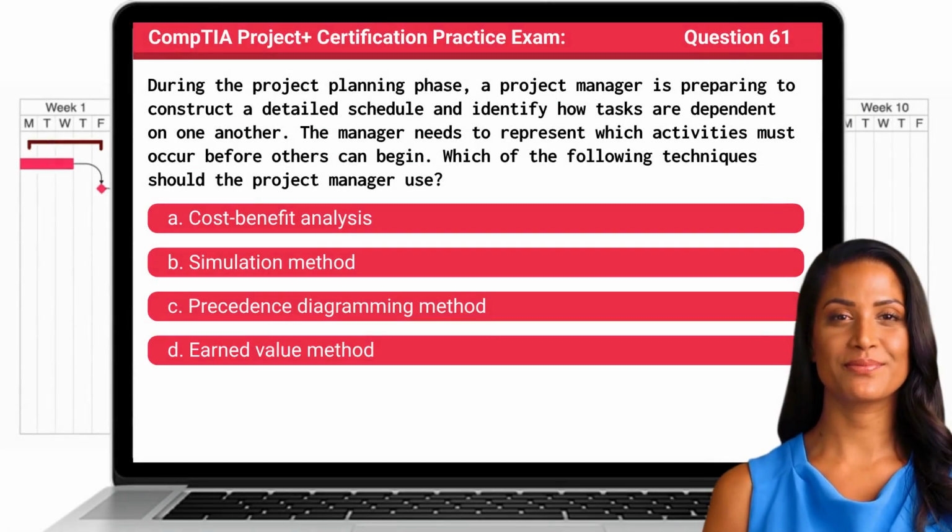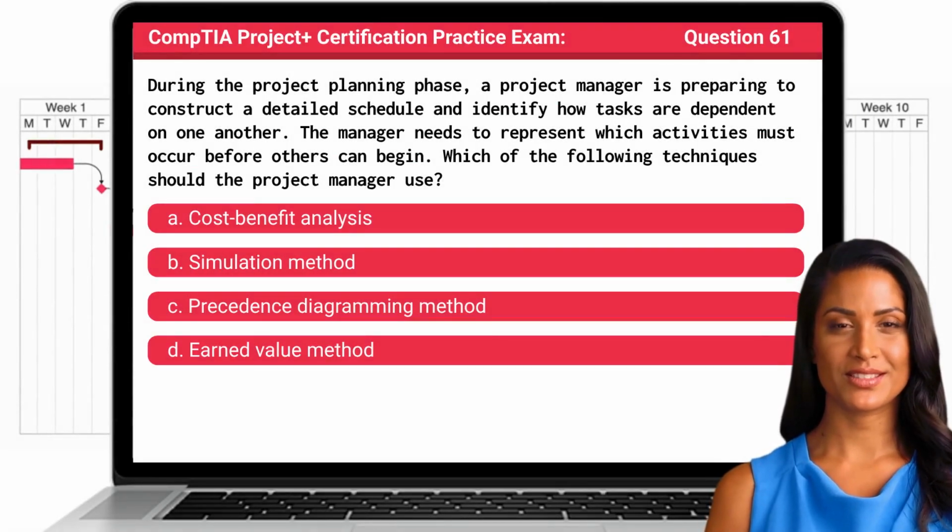Question 61. During the project planning phase, a project manager is preparing to construct a detailed schedule and identify how tasks are dependent on one another. The manager needs to represent which activities must occur before others can begin. Which of the following techniques should the project manager use?